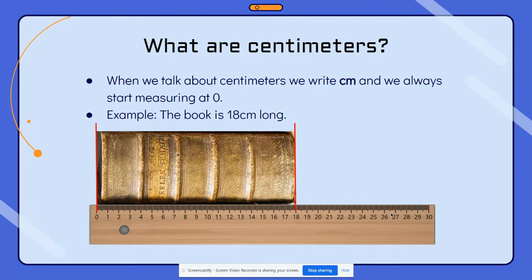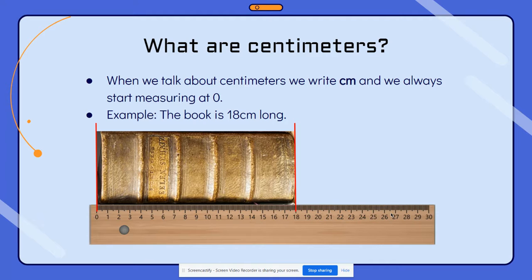Now, when we talk about centimeters, we write cm. And remember that when we talk about meters, we write the letter m. So when we talk about meters, we write the letter m, and when we talk about centimeters, we write cm.